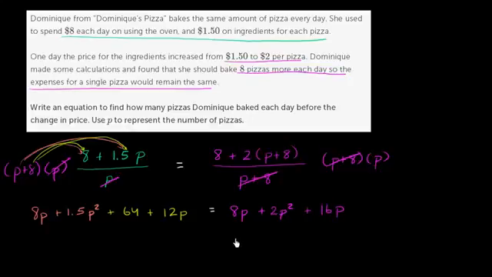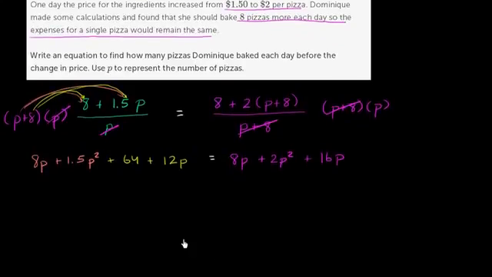So now we essentially end up with a quadratic equation, but let's simplify it a little bit so that we can either factor it or apply the quadratic formula. Let's subtract 1.5p squared from both sides. Actually, let me just put everything on the left-hand side because that might be a little bit more intuitive. So let's subtract 2p squared from both sides.